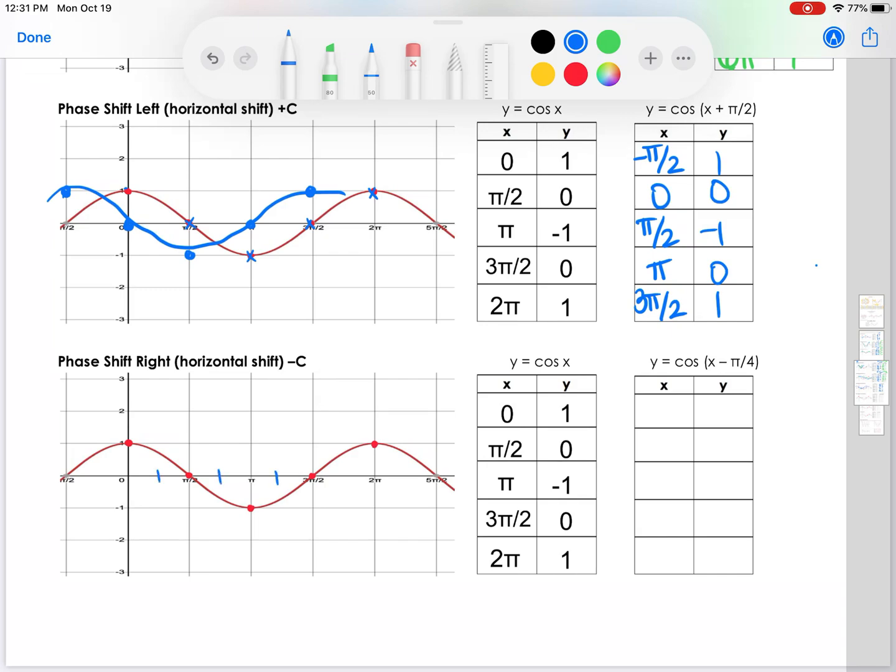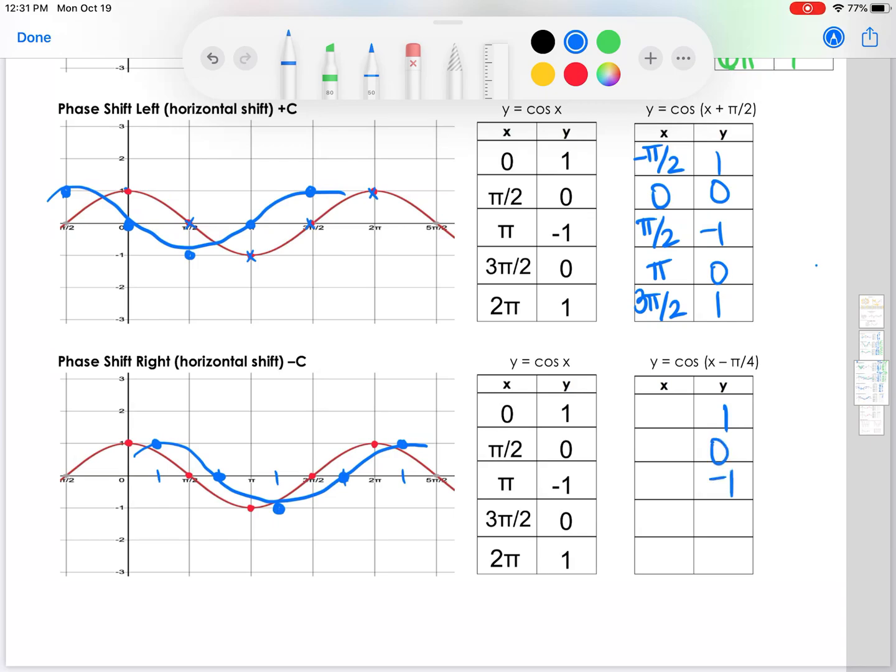All right, for the next one, everybody's moving to the right. Instead, we have pi over 4, so we're going to need some extra tick marks here. But every one of these, even if I just look at the graph instead of the table, every point is going to move to the right pi over 4 spaces.